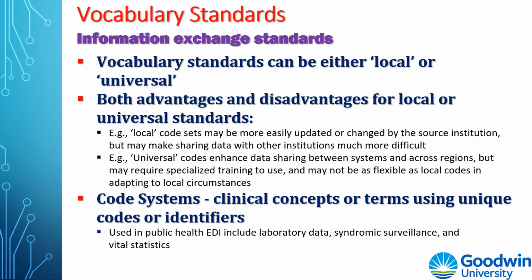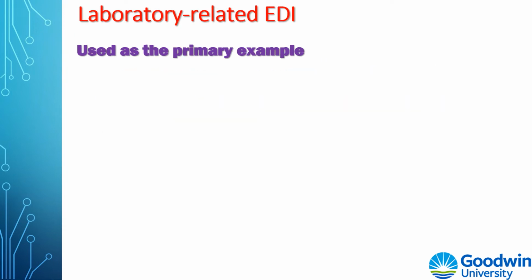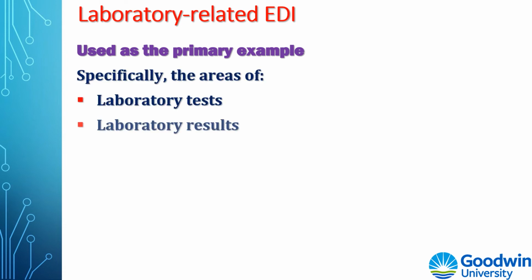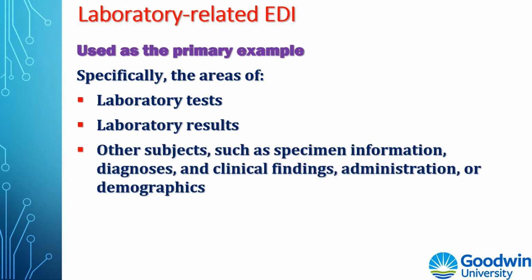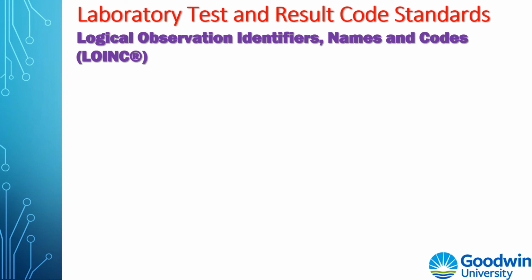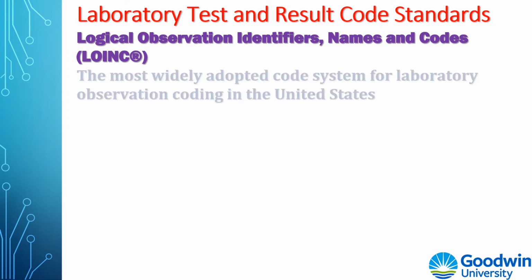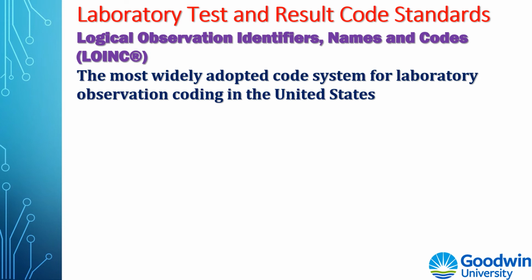So coding systems use clinical concepts or terms using unique codes and identifiers, and those are used in public health information, including laboratory data, syndromic surveillance, and vital statistics. So let's talk about lab tests and lab results as a primary example, and other subjects that also go with this. There are other areas like specimen information, clinical findings, administrative or demographics. So let's look at the LOINC system. This is a very widely adopted code system for laboratory observation coding in the United States.